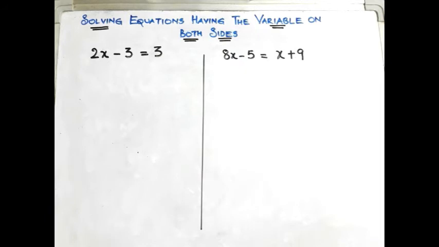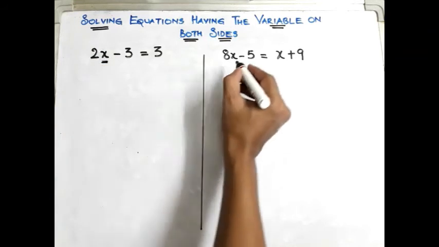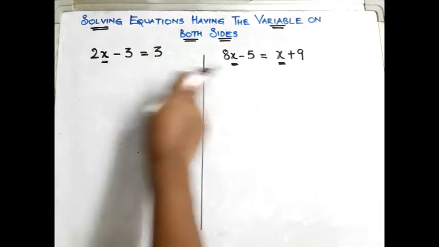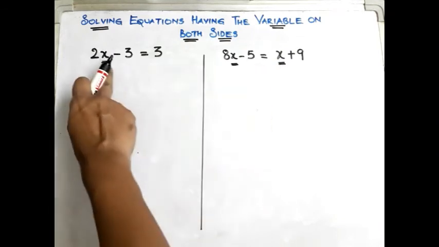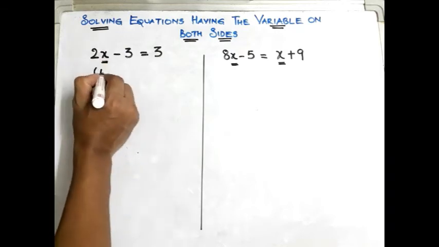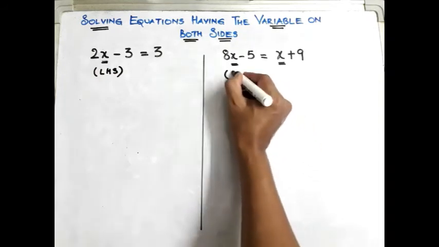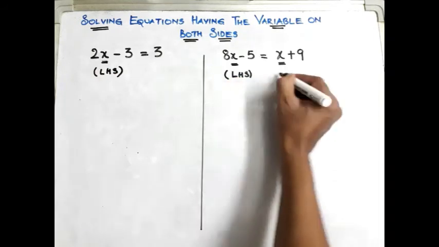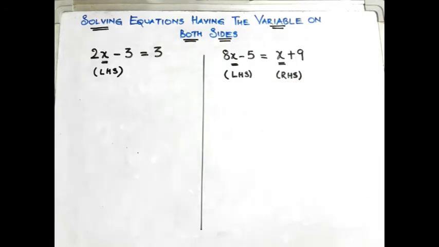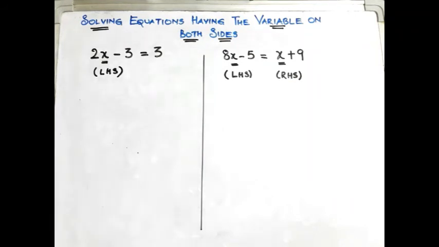Now just look. What is the variable here? X. Here the variable is x. But the difference between this one and this one is that here the variable is on one side, that means only on the LHS, whereas in this we have the variable x on both LHS and RHS. Okay, so that is the difference. And to solve the given equations, the procedure is the same.